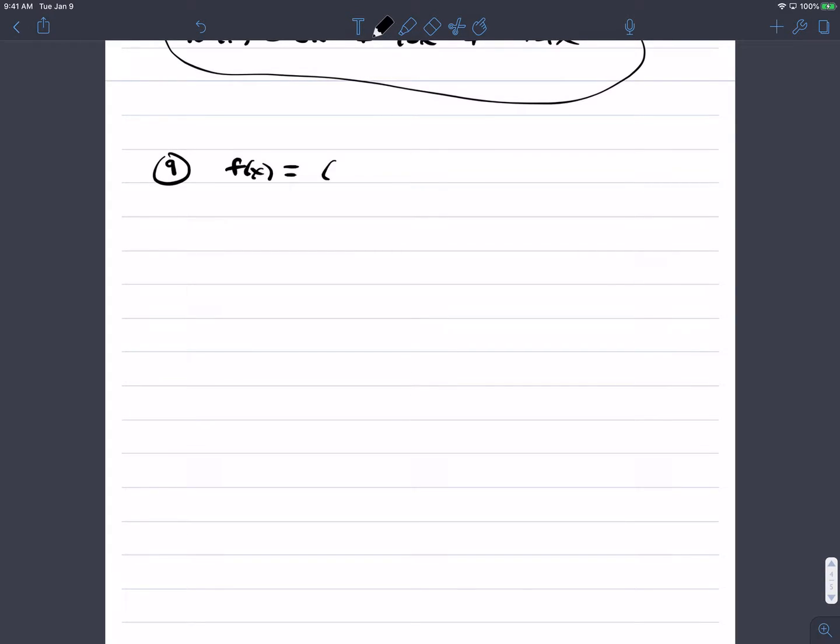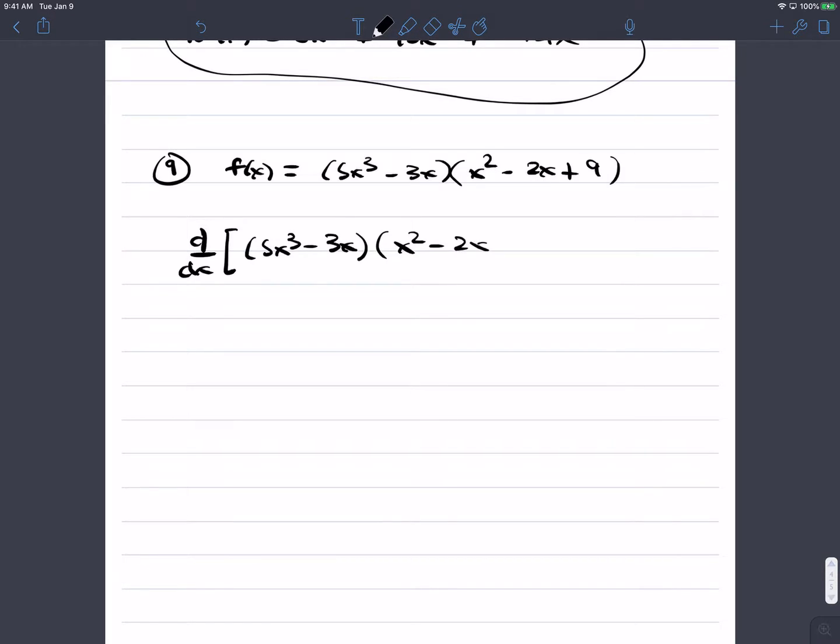Here's your function. (5x cubed minus 3x)(x squared minus 2x plus 9). If you like, go straight to the operator notation. 5x cubed minus 3x times x squared minus 2x plus 9. So here's your first function. Here's your second. Again, it's a different f. So if it makes you feel better, let that be h.